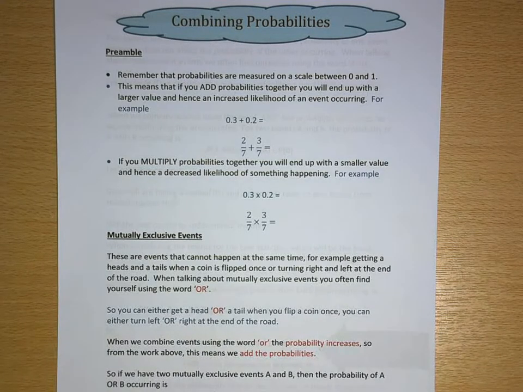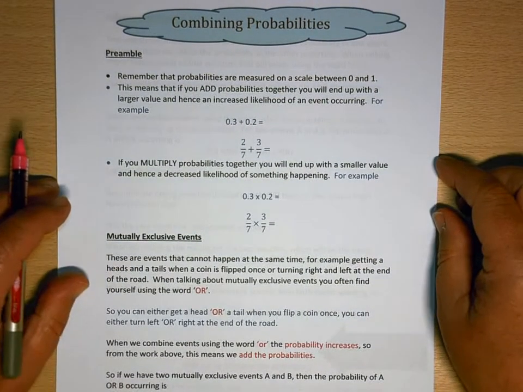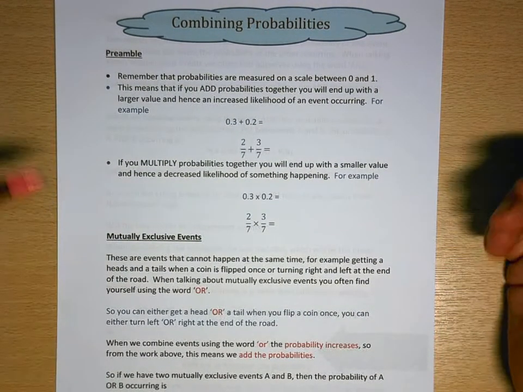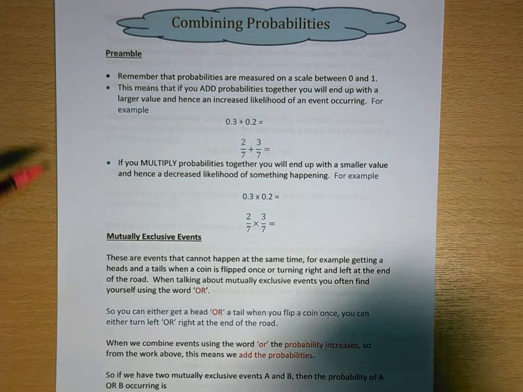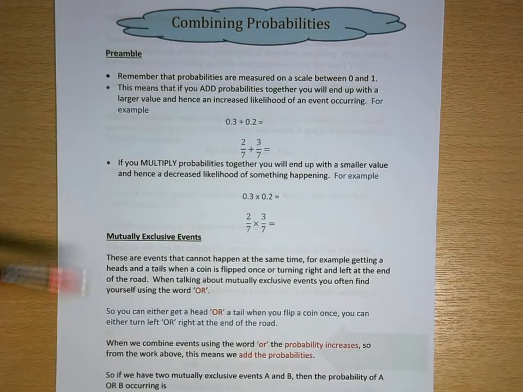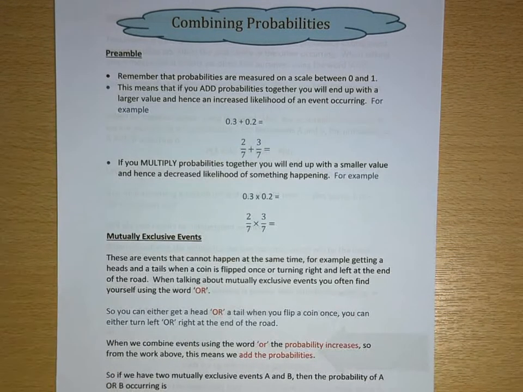Right, so in this session we're going to move to more challenging probability questions now. We're going to be looking at combining different events, so different outcomes, different probabilities. So this is more as sort of moving into the grade C and the grade B area.